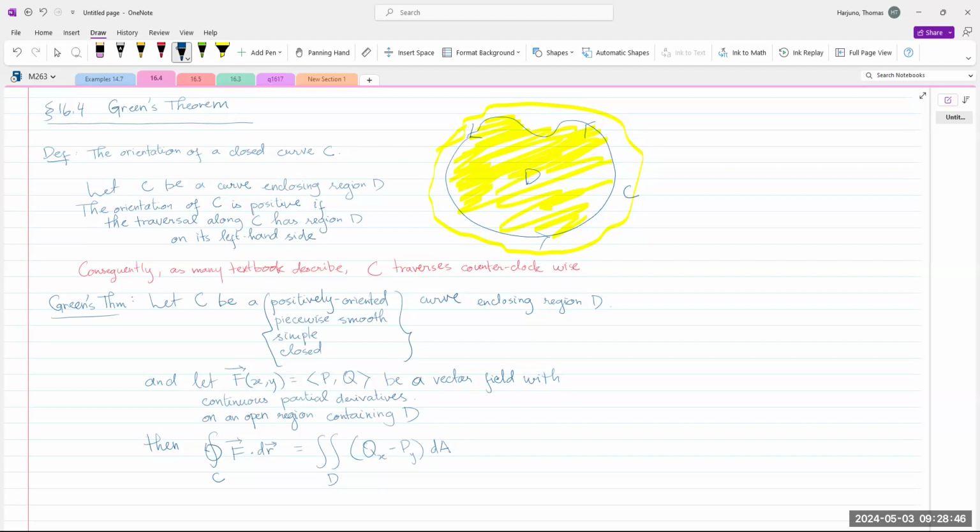Now, we usually say because C encloses D, basically C is the boundary of D. So C equals the boundary of region D. Okay, now this is what Green's theorem actually says. Let's take a look at one or two examples. I will just pick questions from the book, just to clarify what this theorem is about and how to use it.